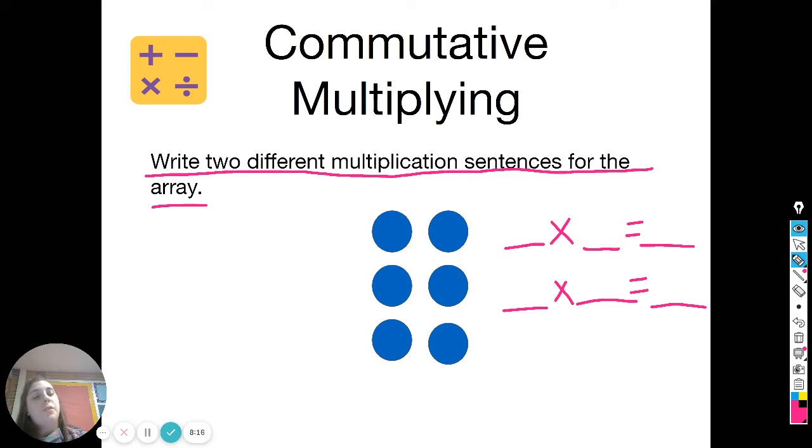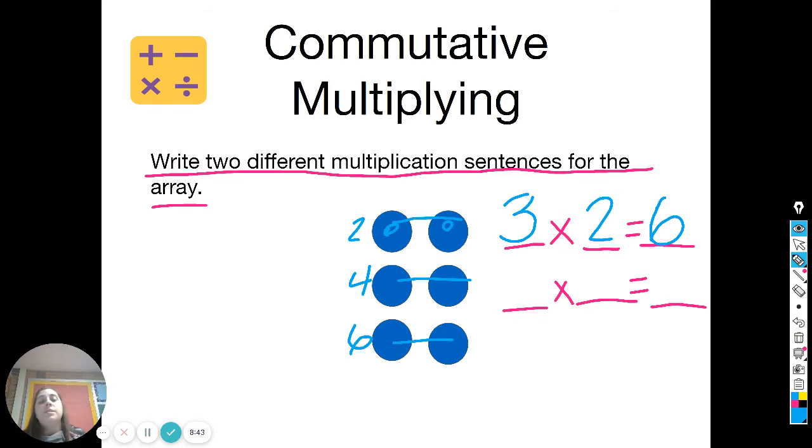Okay, let's take a look at what those 2 might be. First, for my first one, I'm going to figure out how many groups. Well, we already said there's 1, 2, 3 groups, or 3 rows. 3 rows of 1, 2. 2 in each row. Okay? And if I skip count, there are 2, 4, 6. So 3 rows of 2 equals 6.